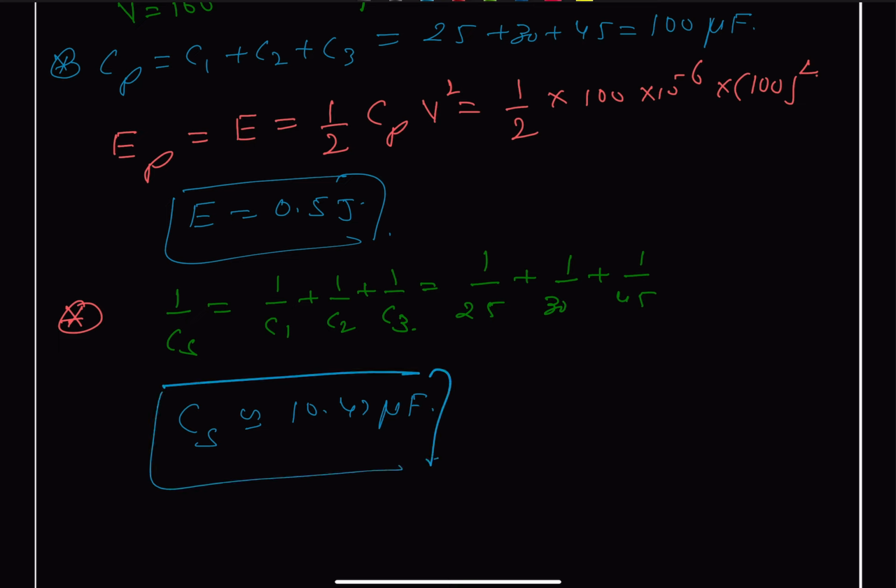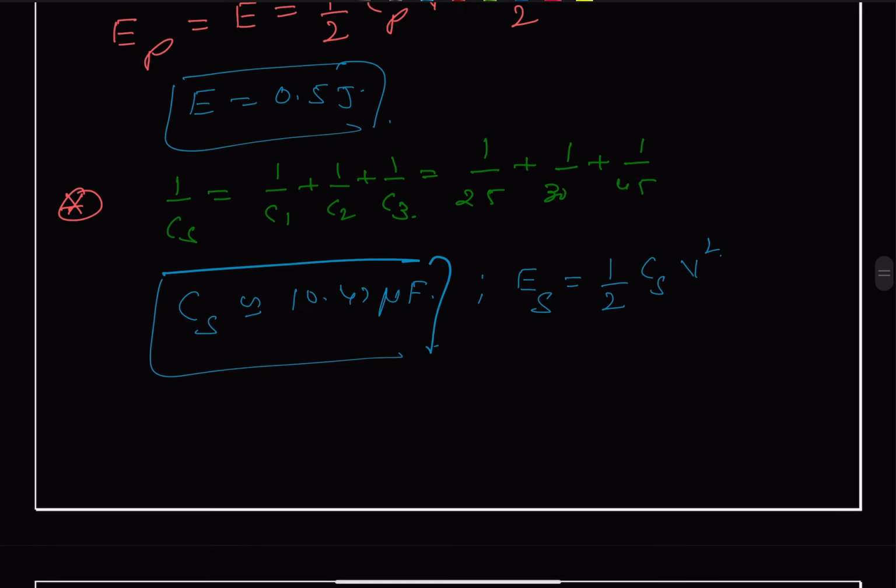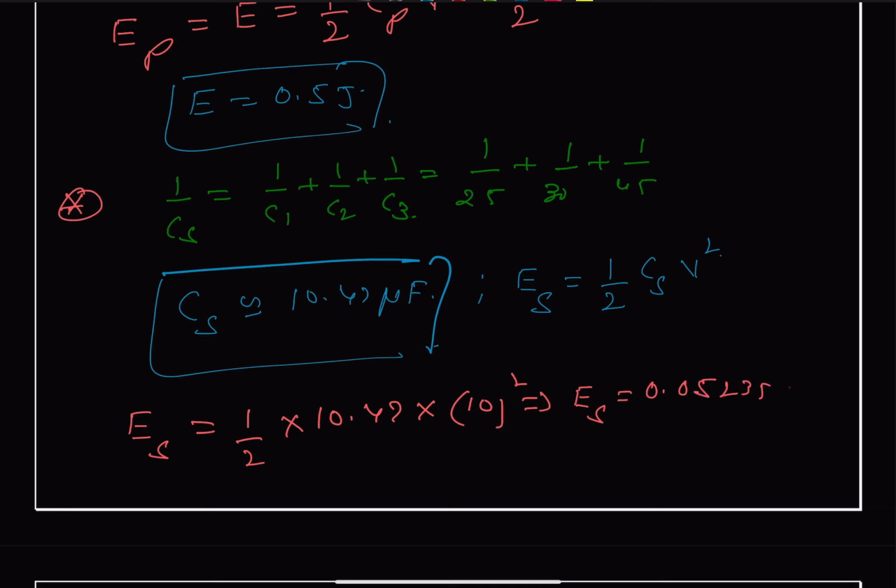And this series energy, we call this as Es, will be equal to 1/2 Cs V square. Voltage is same, so we get the energy in the series is equal to 1/2 into 10.47. Voltage is about 10 whole square, which gives us that the series energy is approximately equal to 0.05235 joules.